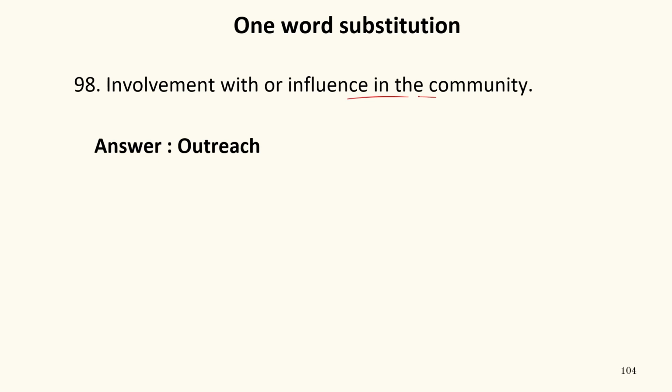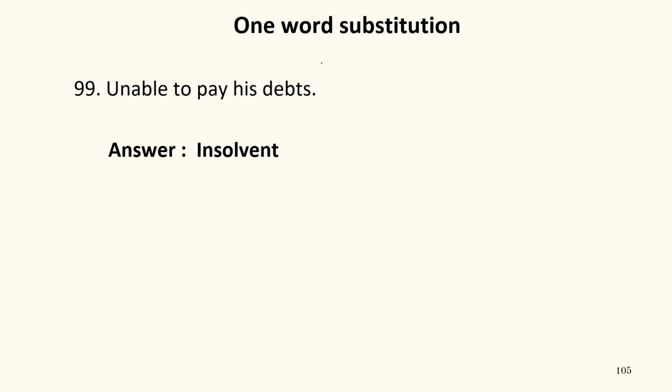Involvement with or influence in the community is called outreach. Unable to pay his debts: one who is unable to pay his debts is known as insolvent, who is not able to pay his debt.